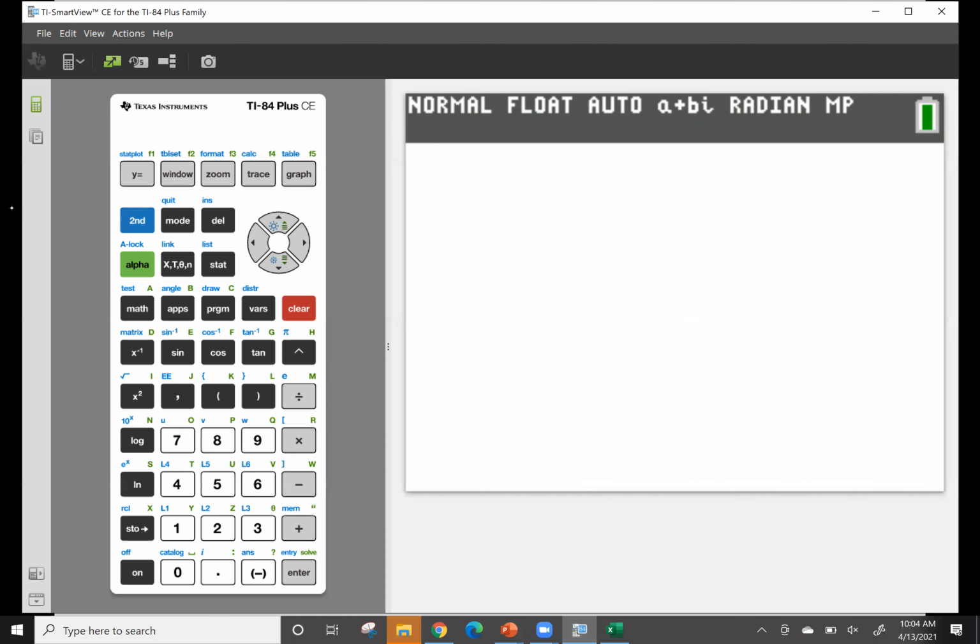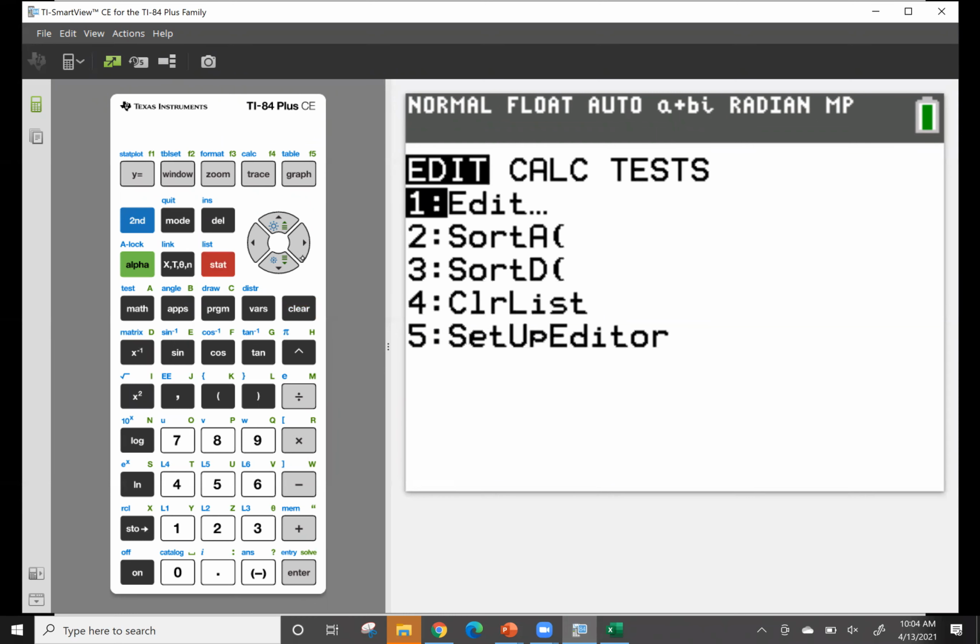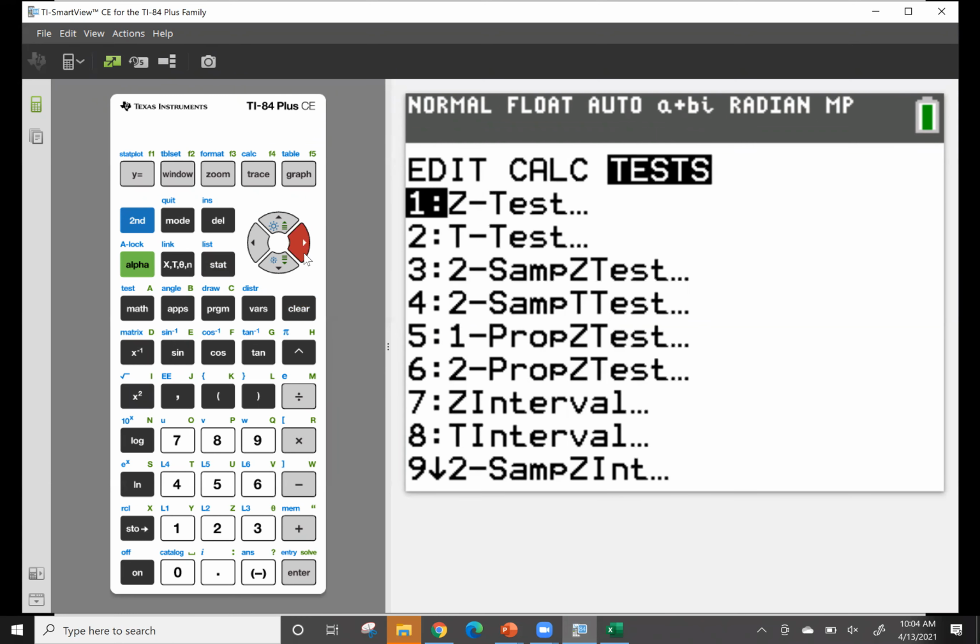Okay, and we're going to go to stat and we're going to go to tests. And in our stat tests, we have number 4, a 2-sample t-test. And that's what we've done. We've got a set of 2 samples. We don't know the population standard deviation, so we're going to conduct a t-test. So we're going to do number 4.